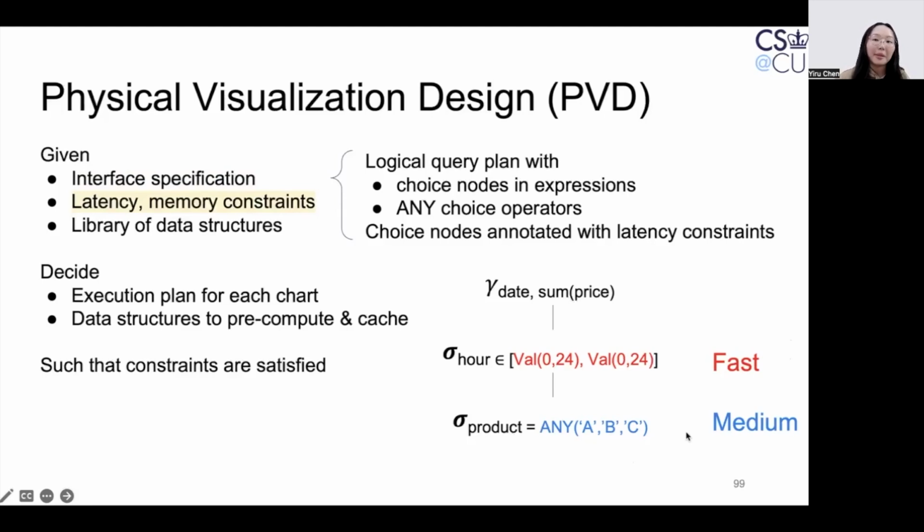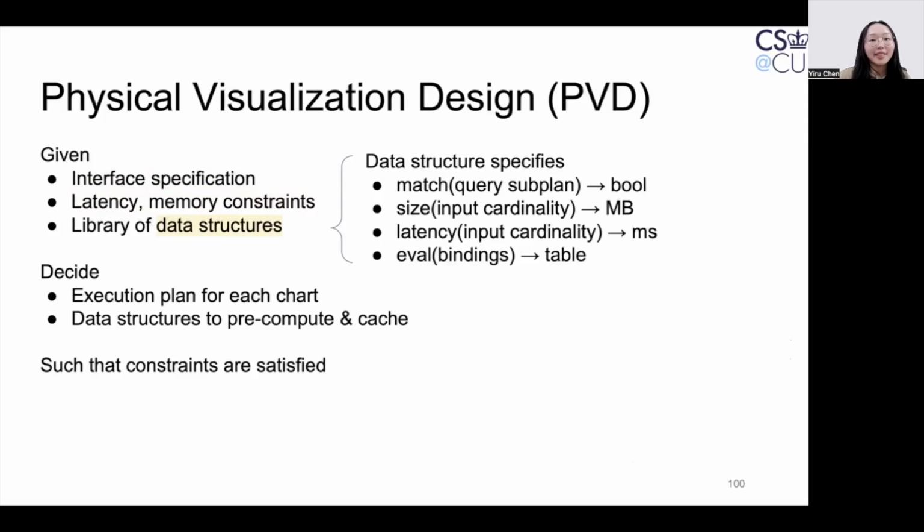And the result will be the interface that users have access to. For the data structures, people need to specify the matching subplan patterns to decide whether a subplan could be matched to a specific data structure, the estimated size and latency, and how to evaluate this data structure to get the output table. PVD has its own internally implemented data structures, and users can also implement against our API to add their new data structures.